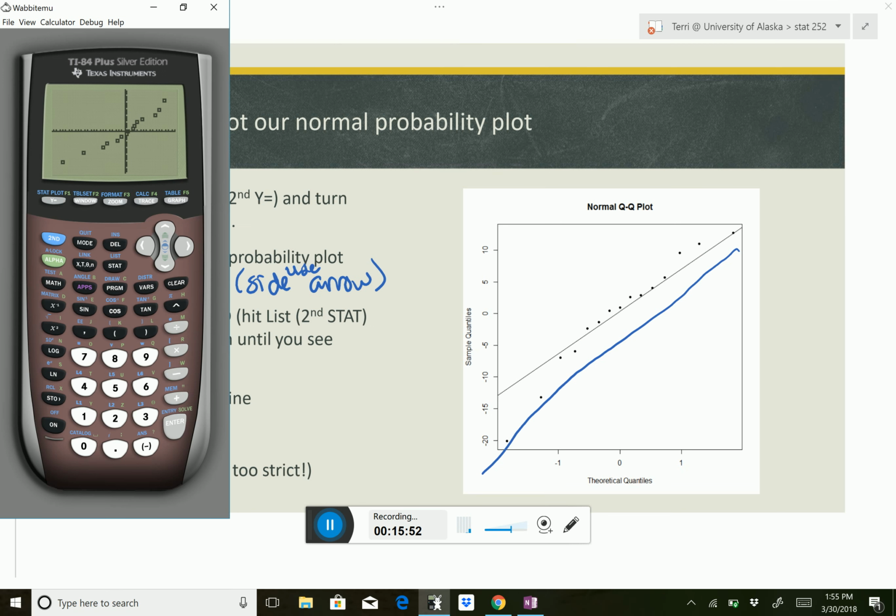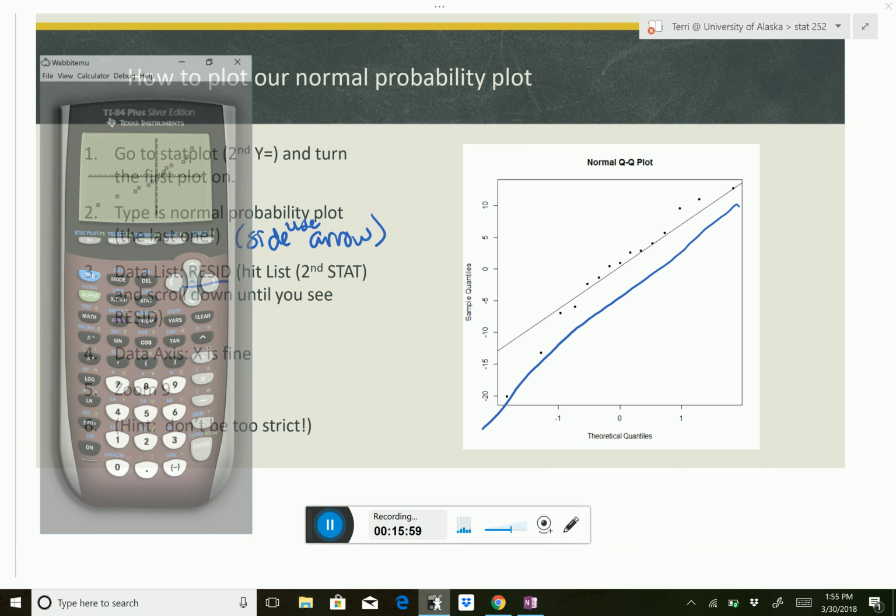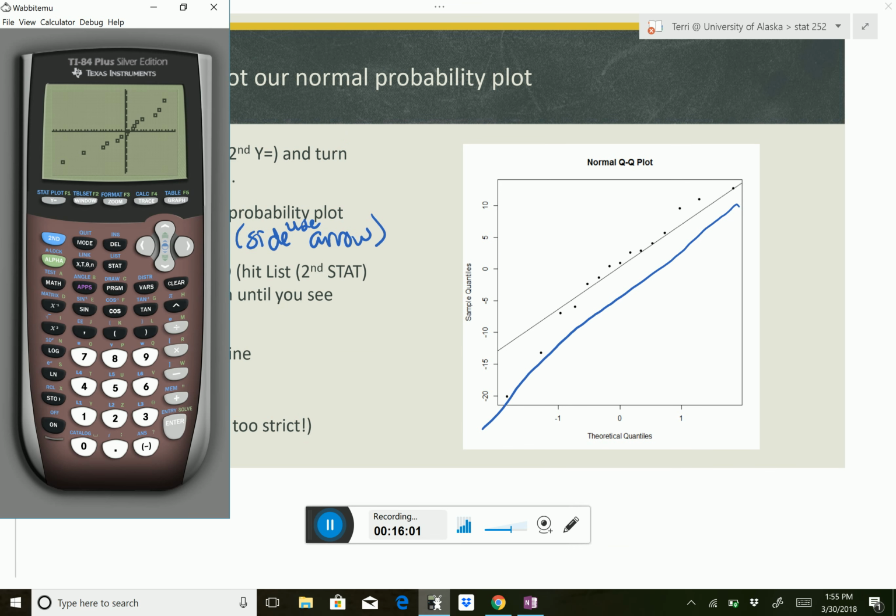Another way to tell sometimes, I'll just do this real quick, is you can actually do a histogram of your residuals just to see. You could do stat plot, go to type, and just go to the histogram one and keep residuals on there. Zoom 9. They don't look very skewed. I hate the number of bins that it has.